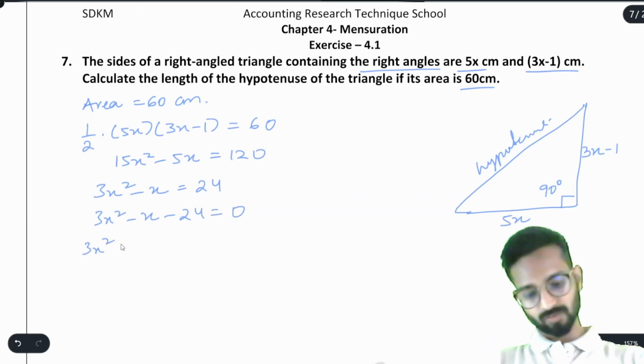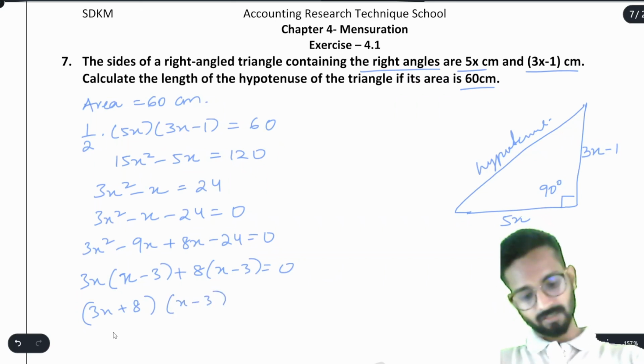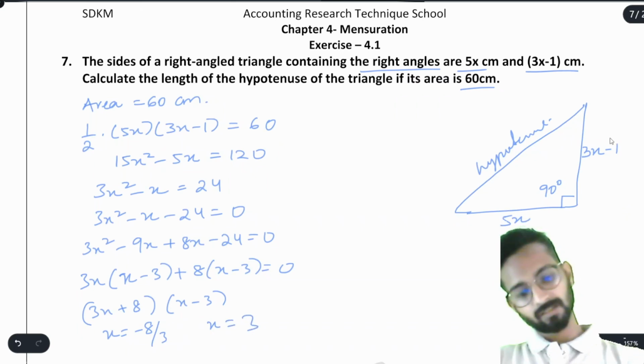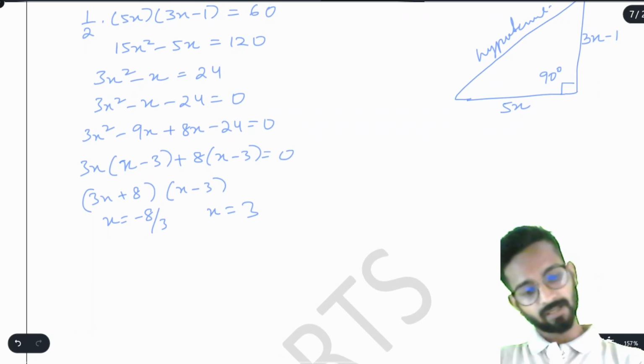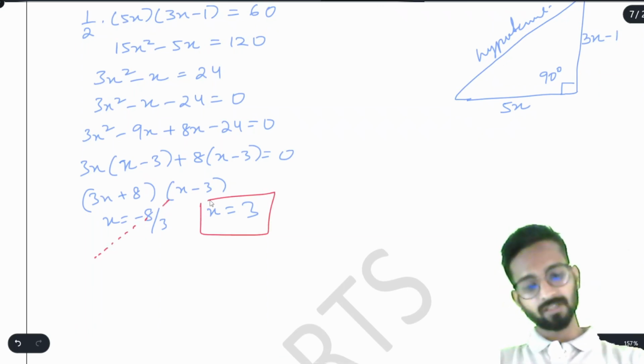So I can write 3x square minus 9x plus 8x minus 24 is equal to 0. 3x common, x minus 3 plus 8 into x minus 3 is equal to 0. 3x plus 8 and x minus 3. So x is equal to minus 8 by 3, and from here x is equal to 3. So you can say that length cannot be negative, so this option is cancelled. X is equal to 3 is our answer.